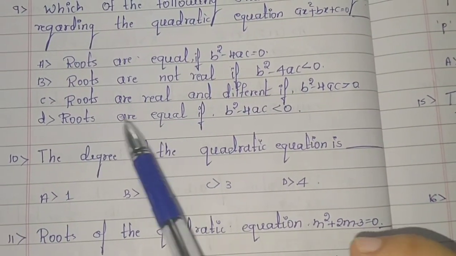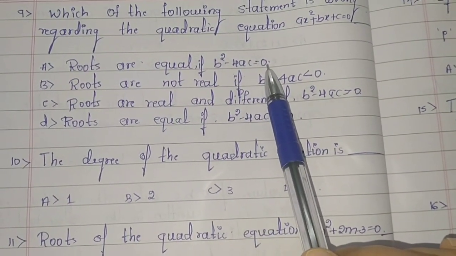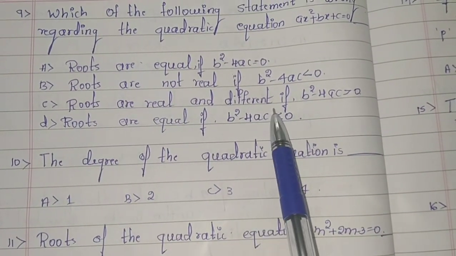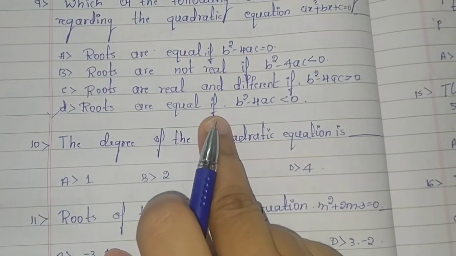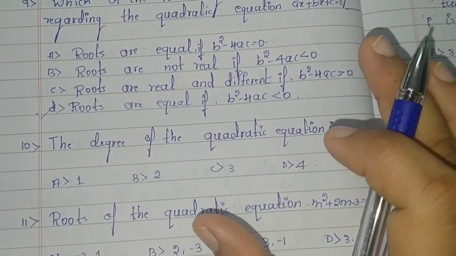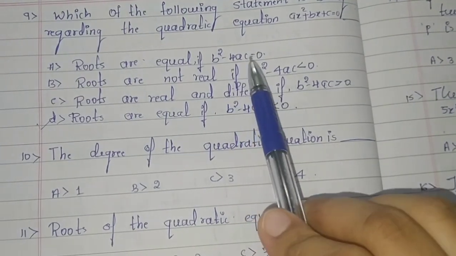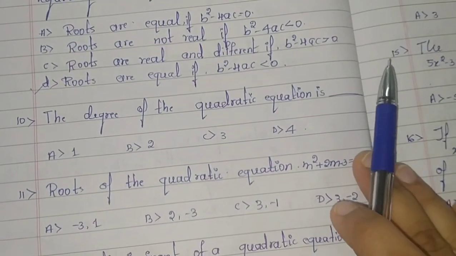So now here you can see, if roots are equal, always the discriminant b square minus 4ac is equal to 0, right? So for that reason the wrong statement is here option D. That is, roots are equal if b square minus 4ac is less than 0. This is the wrong statement. The correct statement is roots are equal if b square minus 4ac is equal to 0. Okay. So now we will see the next thing.